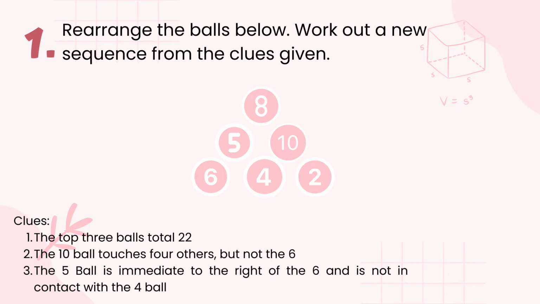And our clue number 3, the 5 ball is immediate to the right of the 6 ball and is not in contact with the 4 ball. Now, this is our given arrangement. Our top ball is ball number 8. Our second column will be ball number 5 and ball number 10. And our last column will be ball number 6, ball number 4, and ball number 2.